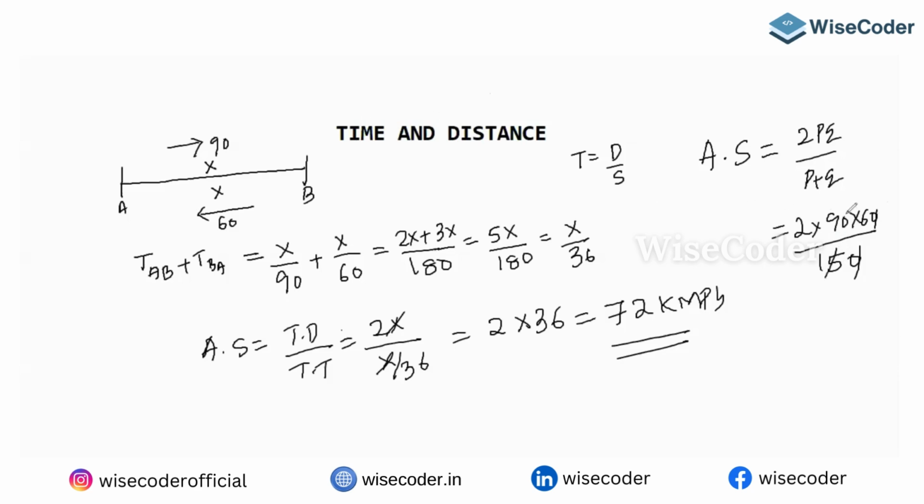So 15 ones are 15 how many times? 6 times. Yes or no? So then your average speed will become what? 6 6 is 36, 36 into 2. So 36 into 2 will give you what? 72 kilometer per hour. Okay, so this is how you can get your answer. So this is the question related to what? Average speed. Okay. So you can directly take that 2 into product of the speeds by sum of the speeds.